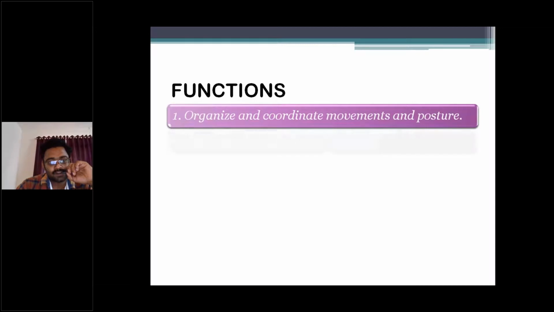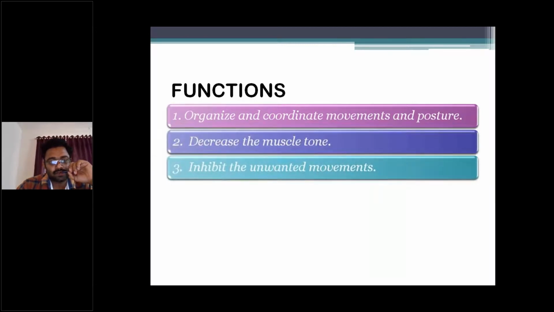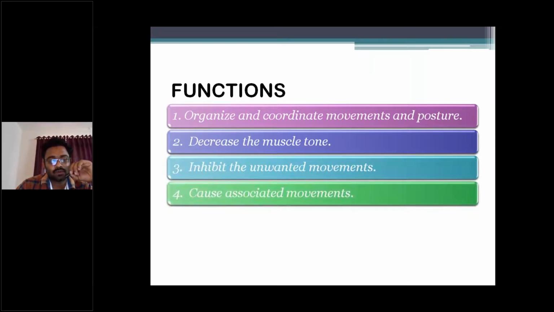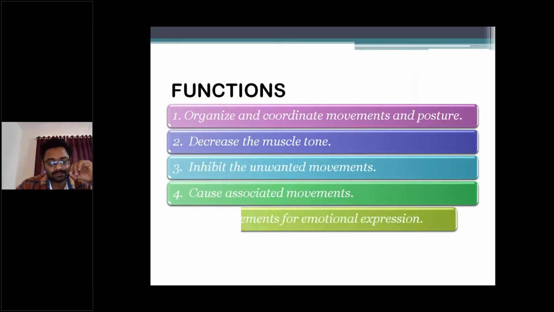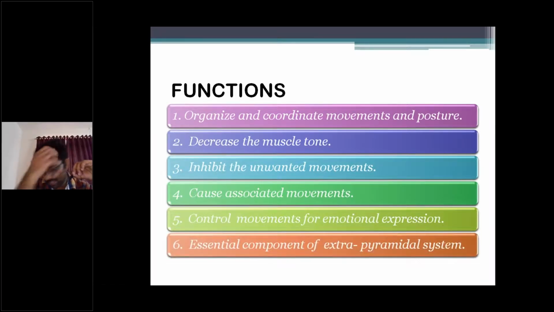These are the functions of basal ganglia. They organize and coordinate movements and posture, decrease the muscle tone, inhibit the unwanted movements, cause associated movements, control movements for emotional expression, and are an essential component of the extrapyramidal system.